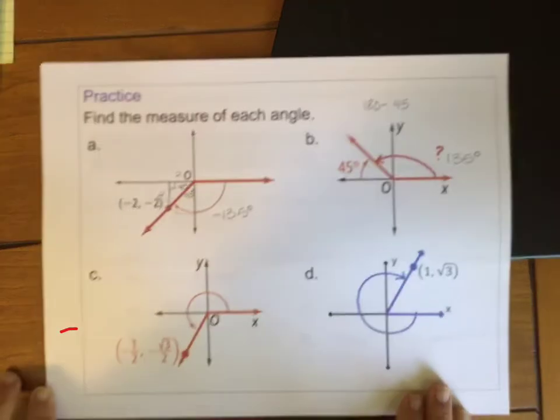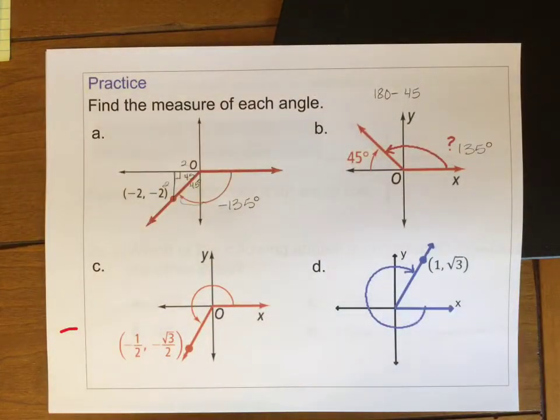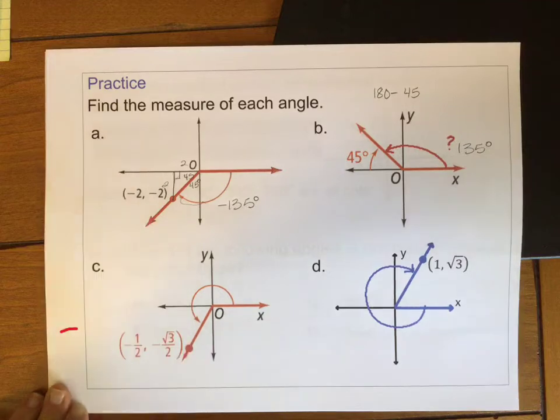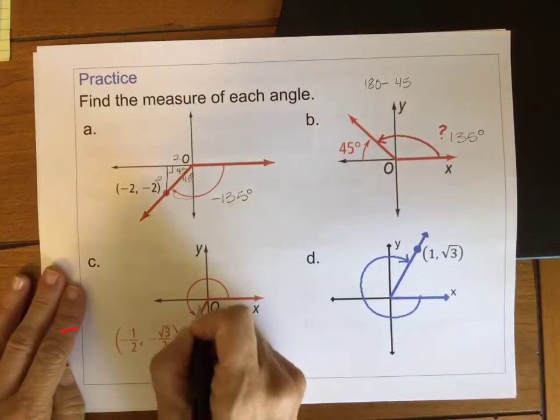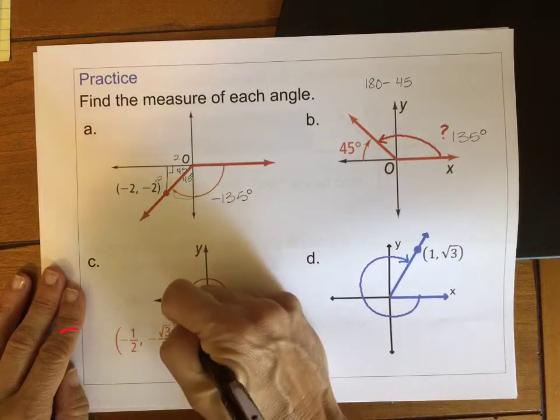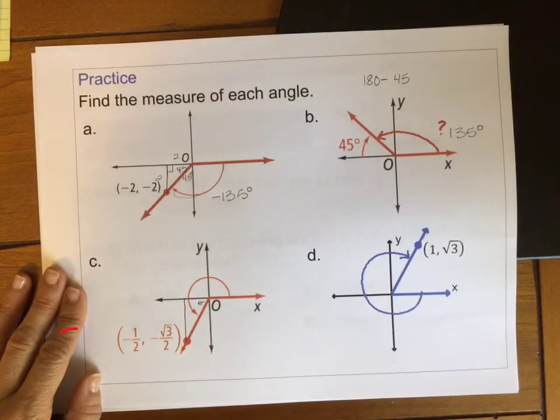And then in C and D, again, you saw that root 3, and you said, well, these have to be based off of 30, 60, 90 triangles. I'm traveling counterclockwise on this one, so it is a positive angle. I just need to figure out what this angle is here. So I draw my triangle in.